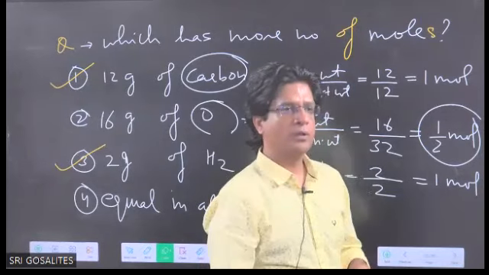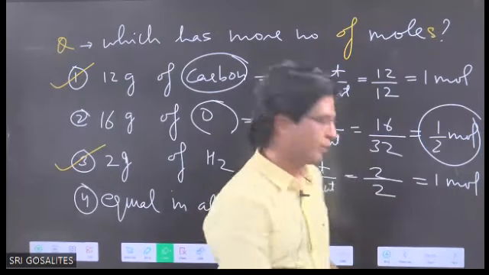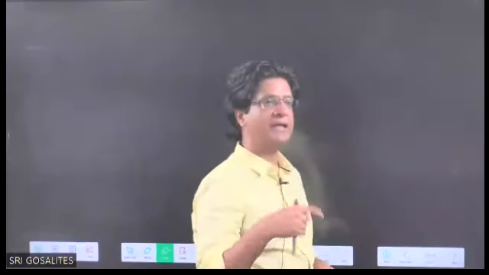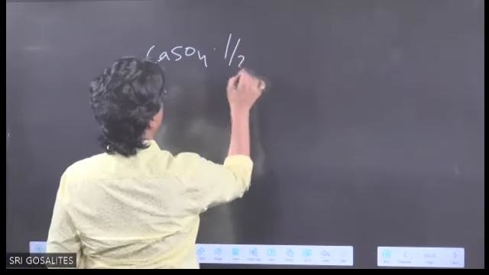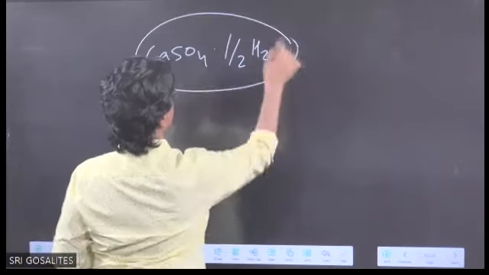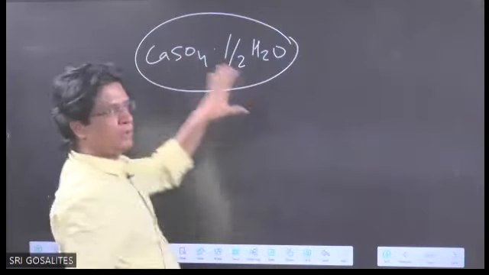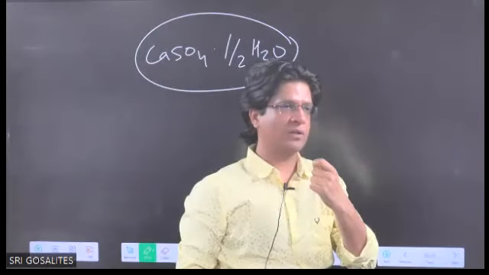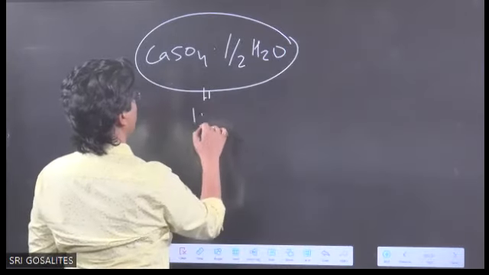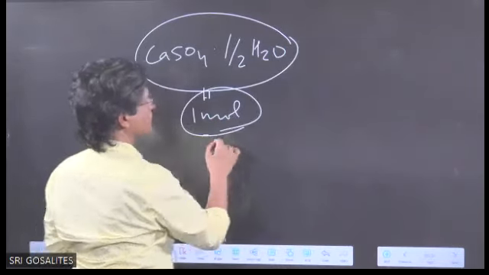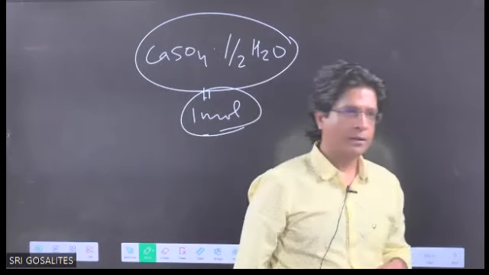Acha, someone has asked me one good question, but normally I'll take it later on. He's asking basically how plaster of Paris exists, CaSO4 dot half H2O. So this is not one molecule as such. This is 1 mole. They are representing it as 1 mole. Yes or no, beta? This is 1 mole.